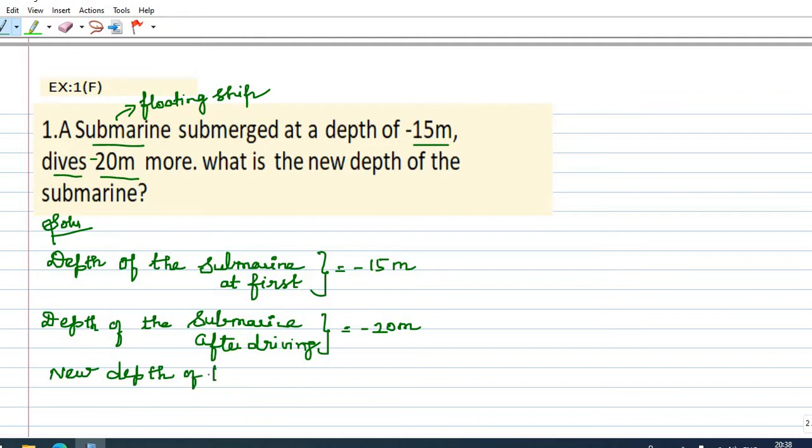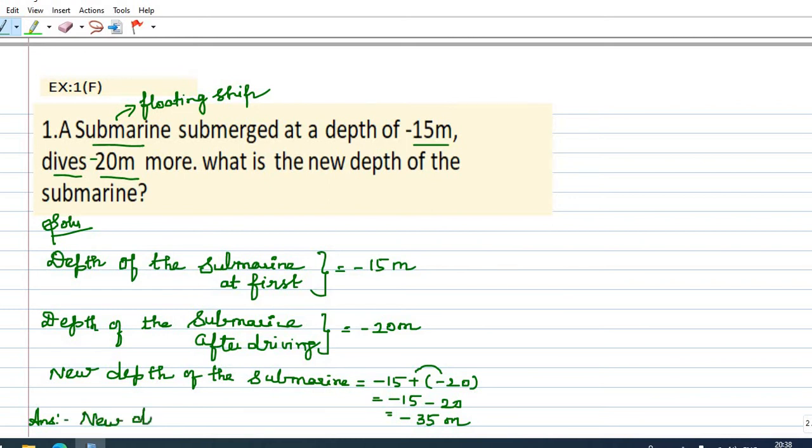New depth of the submarine. What is the new depth of the submarine? Minus 15 plus minus 20. So plus into minus, minus. So my signs are the same. So I am going to add and put that sign. 15 plus 20 is what? 35 meter. Now you are going to write the answer.